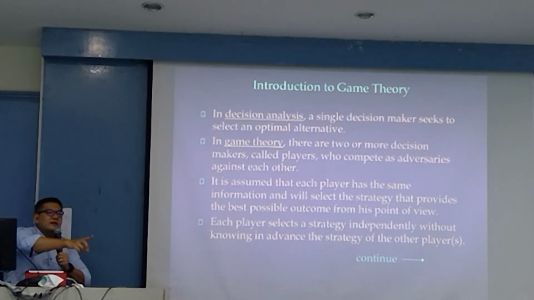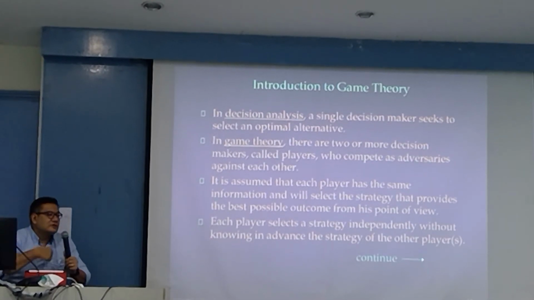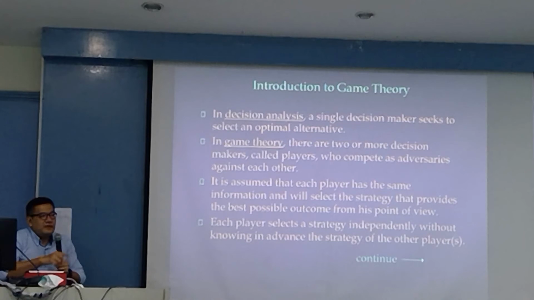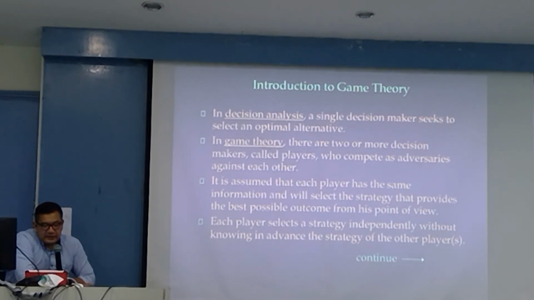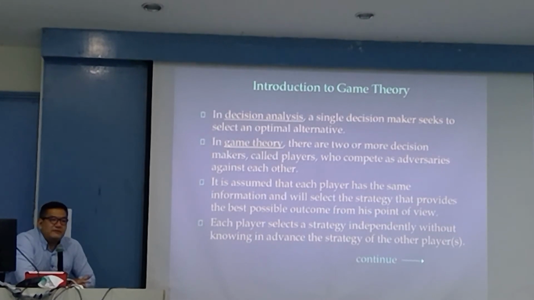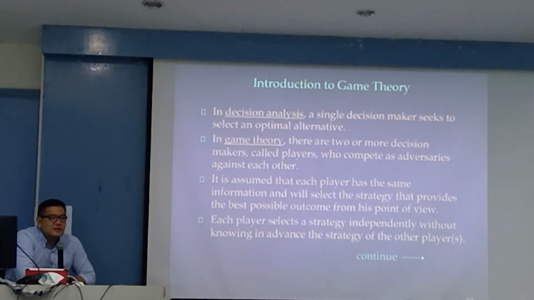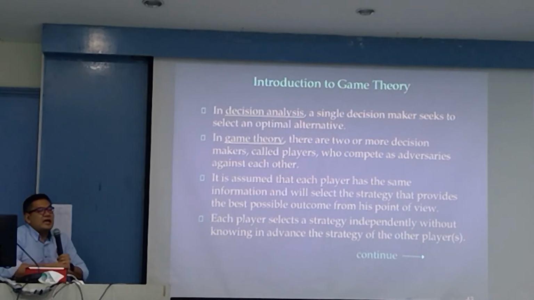You're going to make a decision, for example, you can select investment A or B, something like that. So the one who makes the decision is just one person. But in some situations, you can have more than one person, just like in game theory. You have 2 or more decision makers. Think about business: you have your company and your rival company, your competitors, competing in the same industry or the same market in order to get more market share.